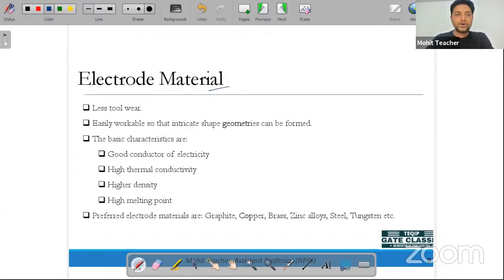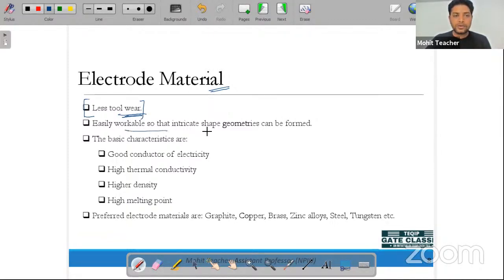Next is the electrode material. What are the electrode materials and what characteristics are required for that? There should be less tool wear, obviously, because, as I said, spark is generated and it won't care that we have to remove the material from the workpiece only. Spark doesn't know which is tool and which is workpiece. Whatever material we are using, there should be less tool wear, because from one tool we are producing a number of workpieces. So please keep that in mind.